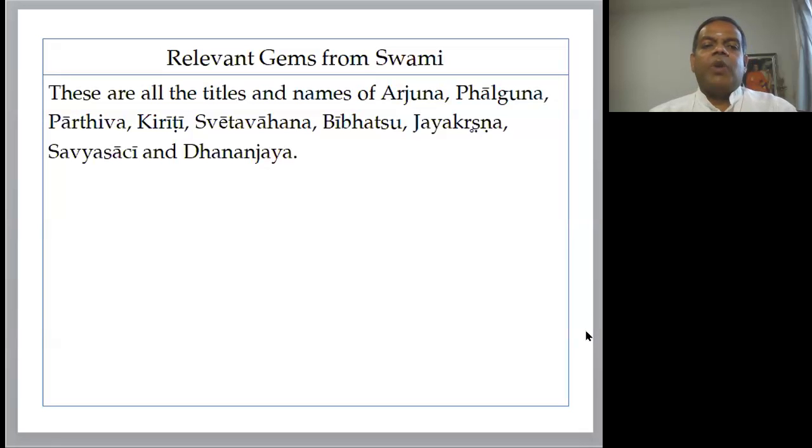So Kiriti. Shvetavahana is one whose vehicle is pure, white. So it also means that he travels in everything which is pure. He himself is pure. Arjuna itself means blemishless, pure, white in color. So those meanings are given. Bibhatsu is one who strikes fear among his enemies. So in the battle, the presence of Arjuna is fearsome for anyone.